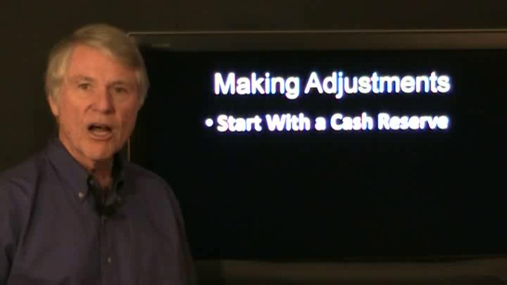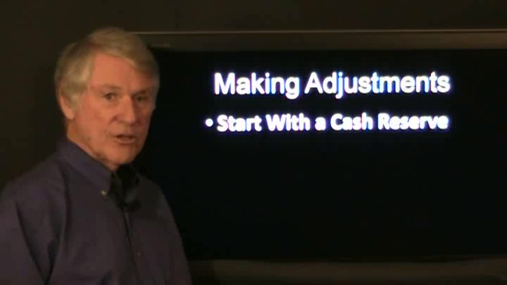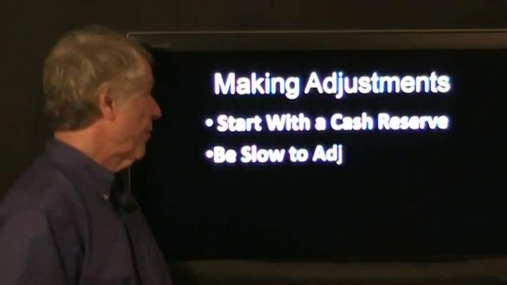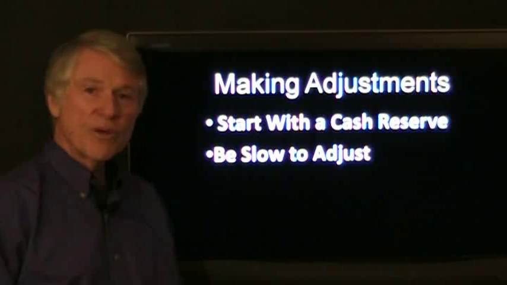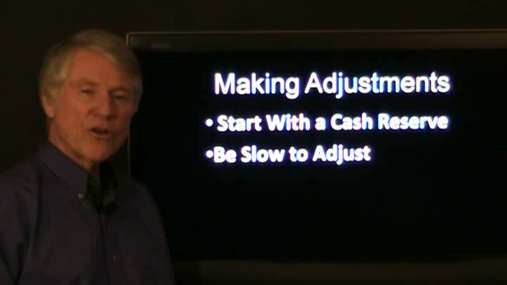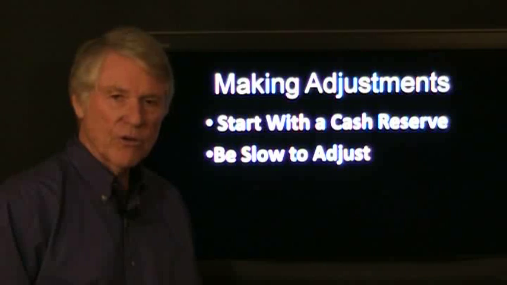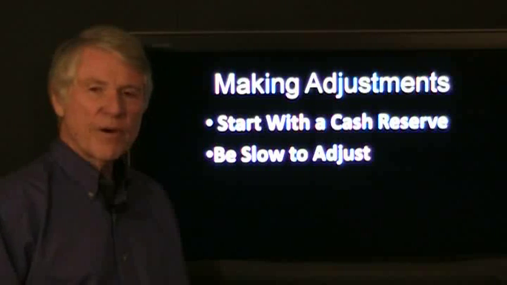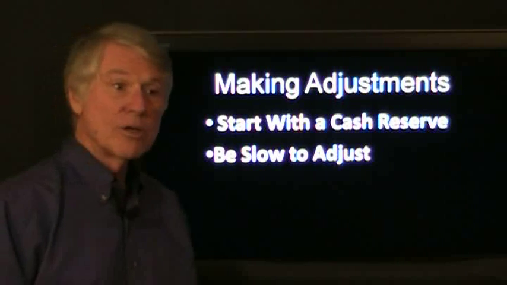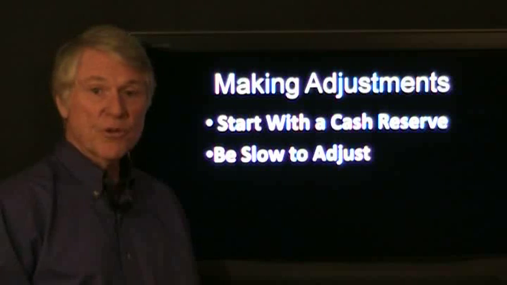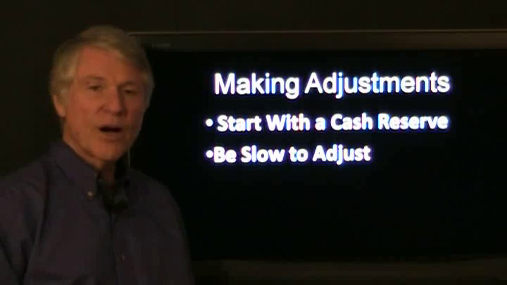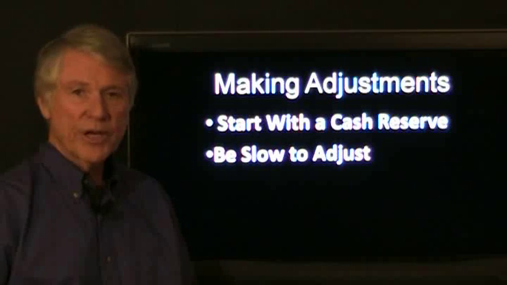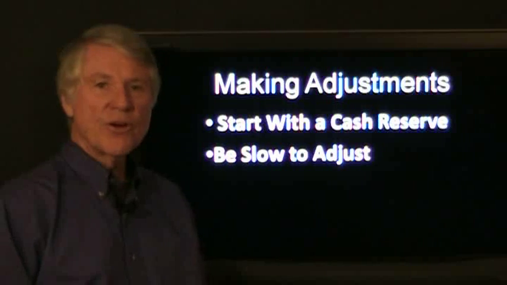So let's look at how we can summarize adjustments. First of all, you should start off with a good cash reserve so that you don't have to liquidate any of your current positions to make the first adjustment. Secondly, you should be slow to adjust. Wait until the stock has moved dangerously close to one of the break-even points. We have found that in most months, when the stock moves 5 or 6% in one direction, it's far more likely to reverse direction, at least for a few percentage points, than it is to continue in that same direction.